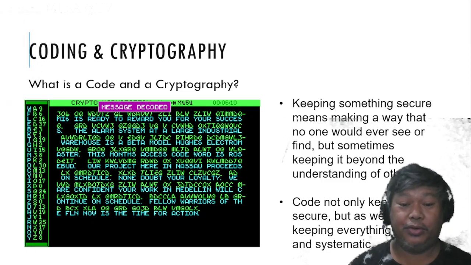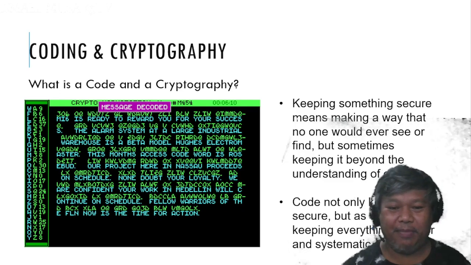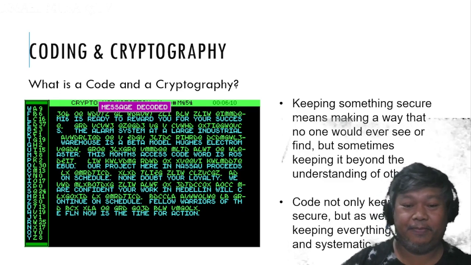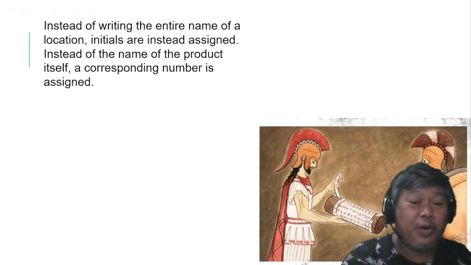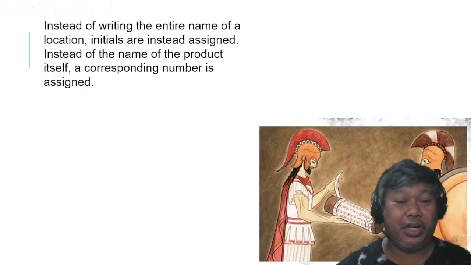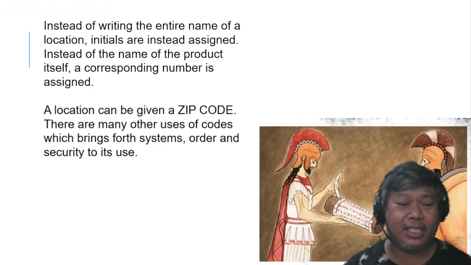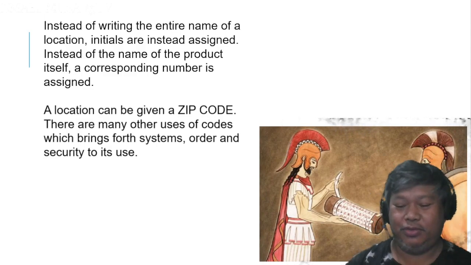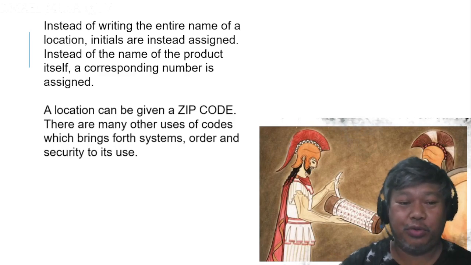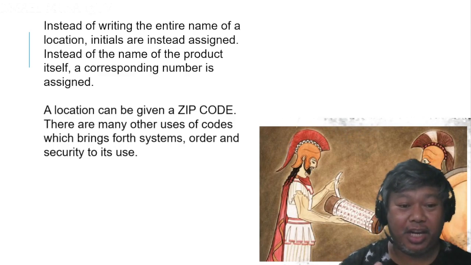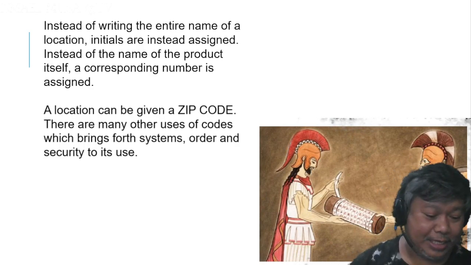Right? So, code not only keeps things secure, but also keeps everything in order and systematic. Now, as we said, instead of writing the entire name of a location or initials, we can simply assign a zip code. Instead of the name of the product itself, a corresponding number is assigned. Or the location can be given a zip code. So there are many other uses of codes which bring forth systems and order and security to its use. That's the most important thing. We should be able to come up with systems, and these systems provide order and security to its users.